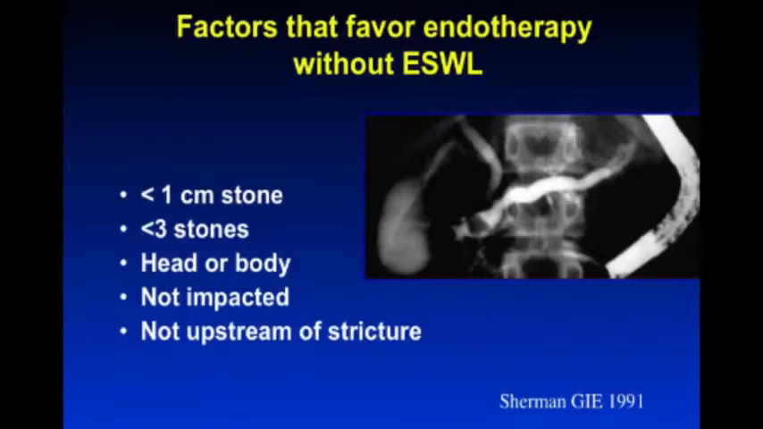So one thing to keep in mind if you're going to tackle these, there are some features. If you're not sure if you can tackle a stone, do I need ESWL? Do I need to consider lithotripsy? These are some favorable features of a stone on pancreatogram or on an MRCP that you can look for that may suggest you'll be okay with just standard therapy without lithotripsy.